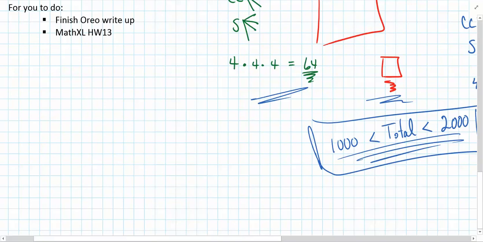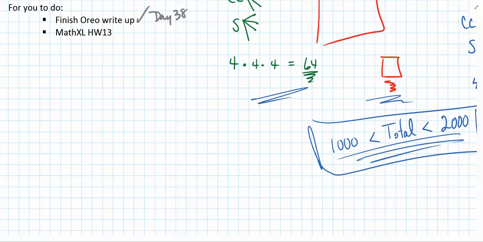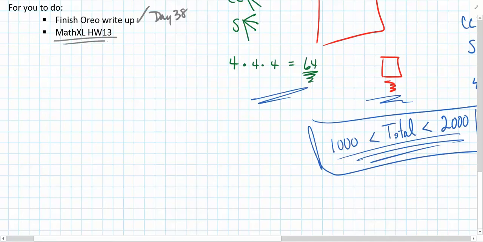Please make sure that you do write up your results for the Oreo problem. Again, this comes from day number 38, I believe, day 38. In addition to that Oreo write-up, there is a new Math Excel assignment that I want you to work on. That's called homework number 13. So please take a look at that as well.